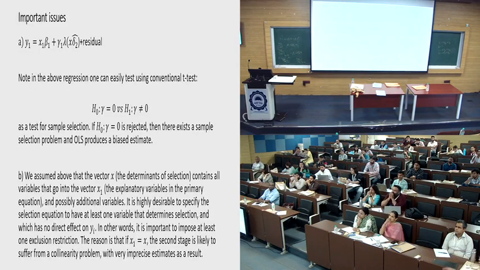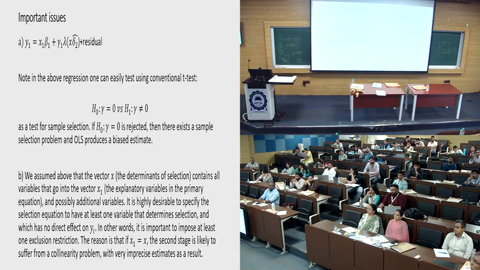Note, I can test whether gamma 1 is significantly different from 0 or not. If I accept the null, then there is no sample selection problem. But if I reject the null, then it tells me that OLS would give you a biased estimate.